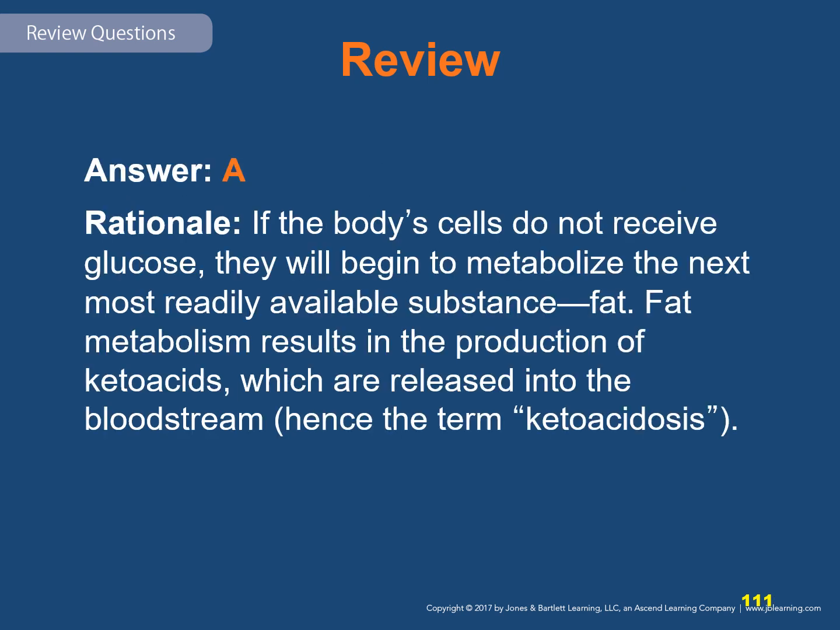And it is fat, A. If the body cells do not receive glucose, they will begin to metabolize the next most readily available substance, fat. Fat metabolism results in the production of ketoacids, which are released into the bloodstream, hence the term ketoacidosis. Let's look at the incorrect answers.